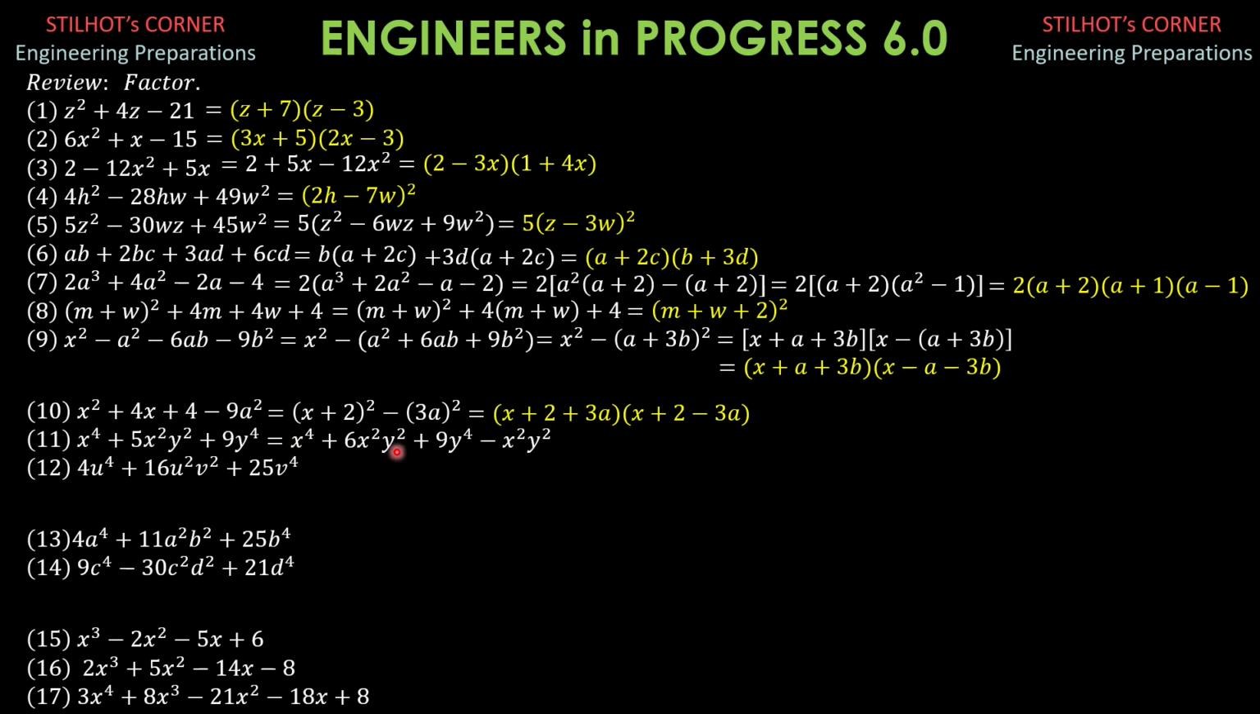So the first three terms now are terms of a perfect square trinomial. Then this is a perfect square also. We can write this as quantity x squared plus 3y squared quantity squared minus xy quantity squared. So we have a difference of two squares. So factors are quantity x squared plus 3y squared plus xy and quantity x squared plus 3y squared minus xy.